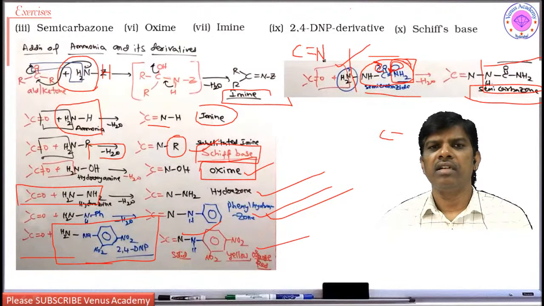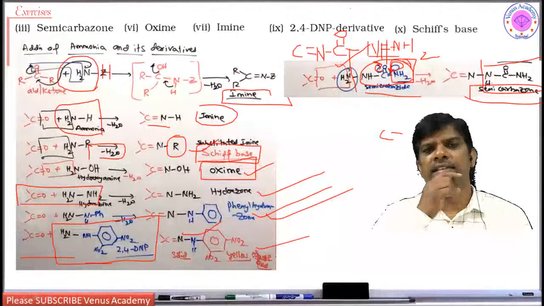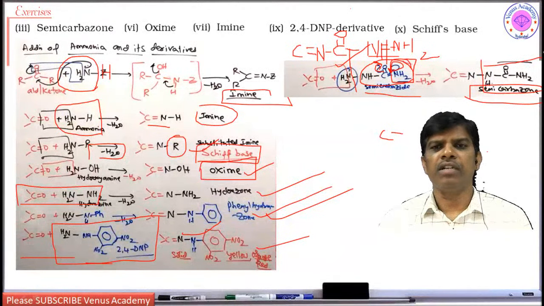It is not going to be like this compound. You may get this option also in your exams, but this is not the correct compound. Sorry, here one hydrogen and NH2. So this is not going to be the correct option. It is going to react with this side amine to give this semicarbazone structure. That is why it is very important. So please remember this, students. This is how you get the semicarbazone.